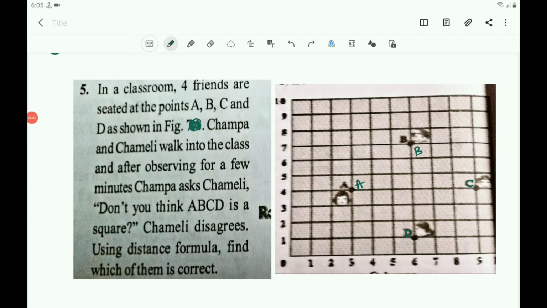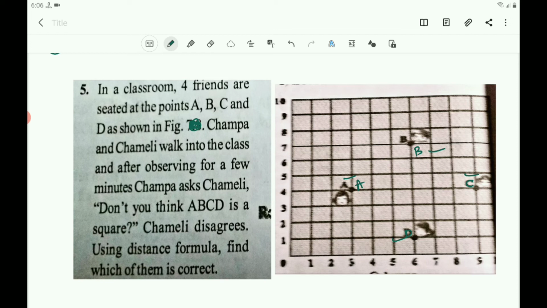Fifth question. In a classroom, 4 friends are seated at the points A, B, C and D as shown in the figure. Champa and Chameli walk into the class and after observing for a few minutes, Champa asks Chameli, "Don't you think ABCD is a square?" Chameli disagrees. Using the distance formula, find which of them is correct.